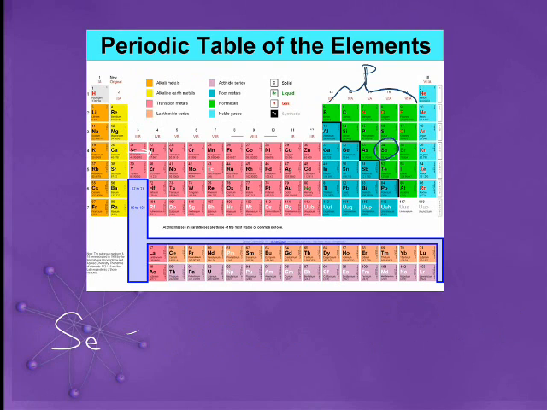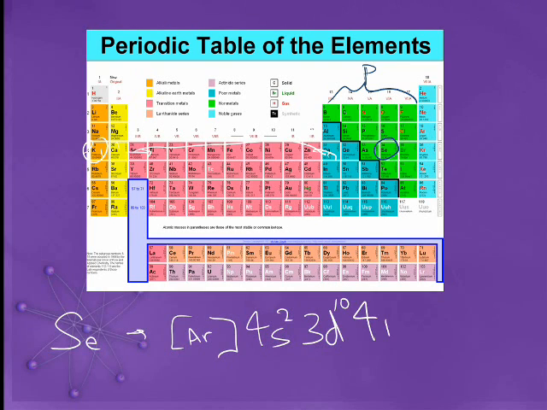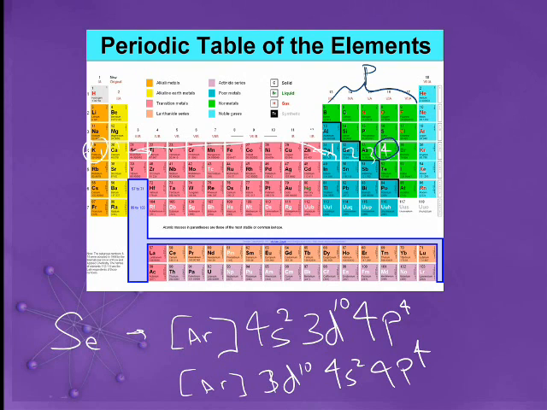Let's try selenium, and so you guys should be trying this as well. See if you can pause this, figure it out, and then see if you get the right answer. So we go to the previous noble gas, it's going to be argon. Then we go to row 4. We fill up the S's, 1, 2. It fills up the D's. D holds 10 electrons, it fills up the D. Then we go back to the 4 level, but this is P block, 4P, 1, 2, 3, 4, 4p4. And we can rewrite it as argon 3d10, 4s2, 4p4. And notice the S and P orbitals have 6, 2 plus 4, 6 valence electrons.